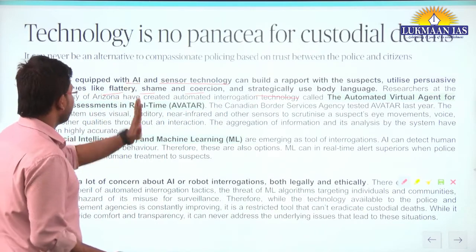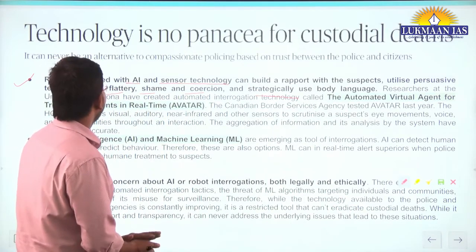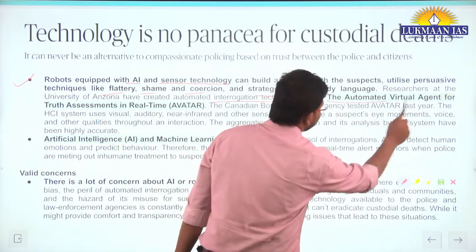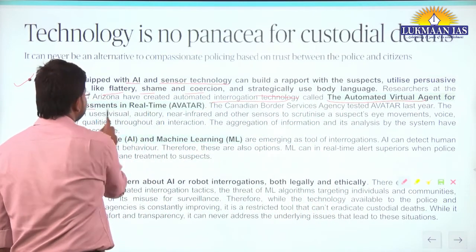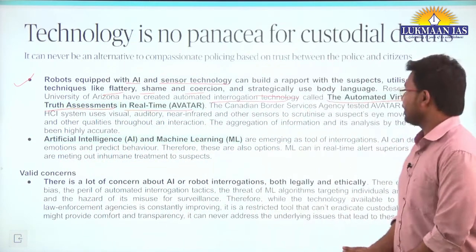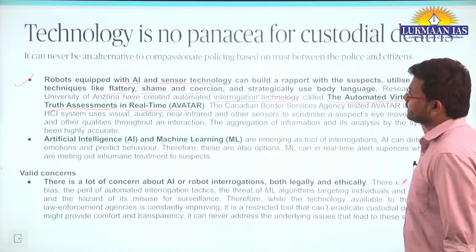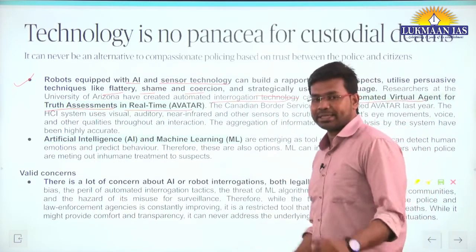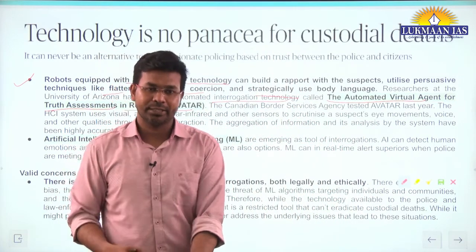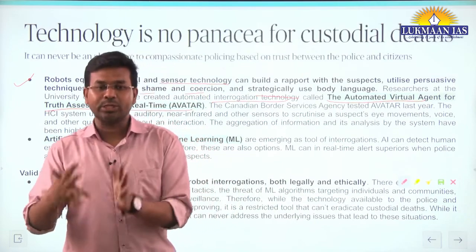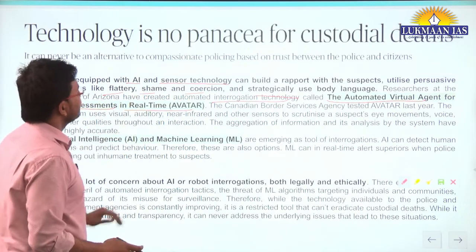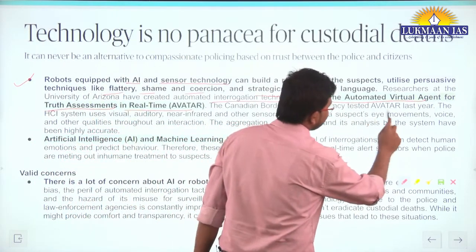Researchers at the University of Arizona have also created an automated interrogation technology. This is called the Automated Virtual Agent for Truth Assessments in Real Time. They have named it, in short, Avatar. Avatar is a kind of robotic technology that will be used for interrogating the criminals, so that we can assess the truth once we receive information from the criminals. Apart from this, the Canadian Border Services Agency tested Avatar last year.